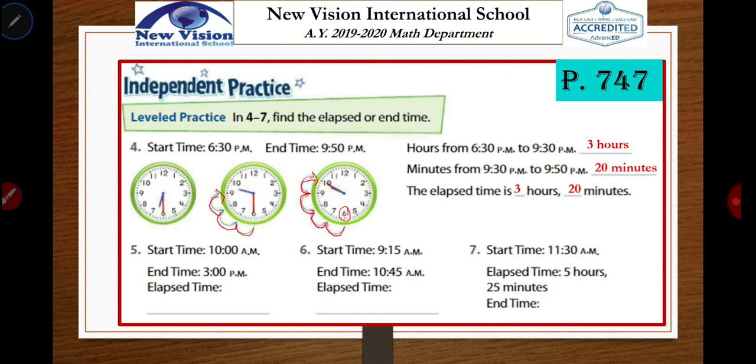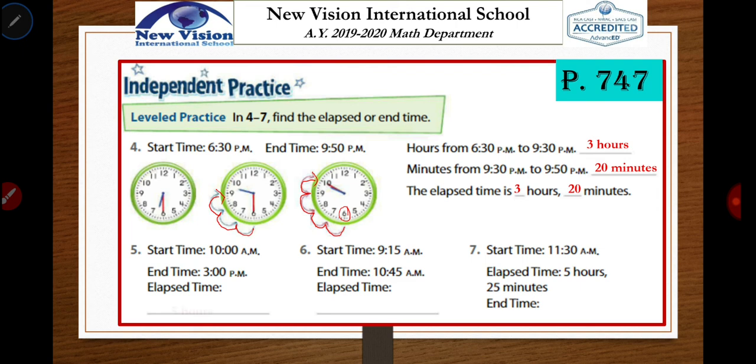Okay, let's go to number 5. Start time is at 10 o'clock. End time is at 3 o'clock. What is the elapsed time? Okay, so from 10, count until 3 o'clock. Can you do that? What's your answer?